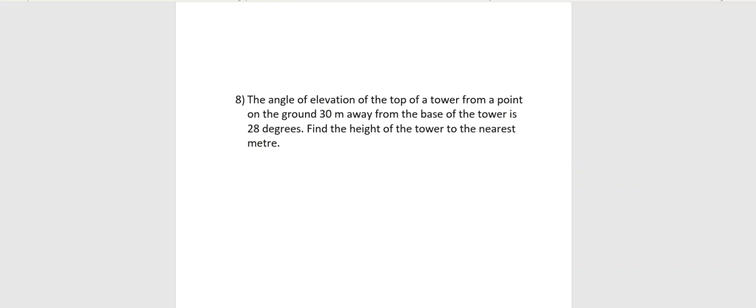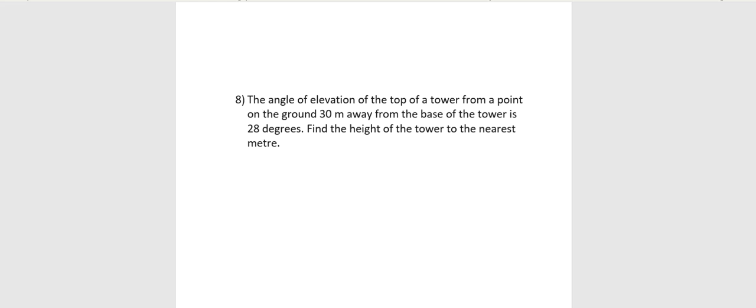Okay, and for our last question, it says, the angle of elevation of the top of a tower from a point on the ground 30 meters away from the base of the tower is 28 degrees. So there's a lot of information there. Whenever you have questions like this, please make sure you draw a diagram. And it says to find the height of the tower to the nearest meter. So the aim is, what is the height of the tower?